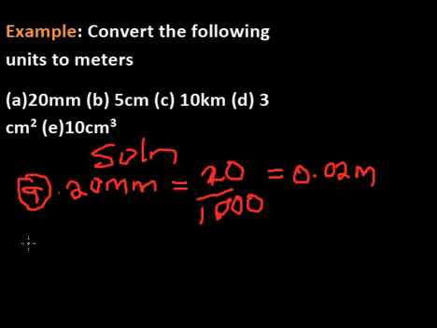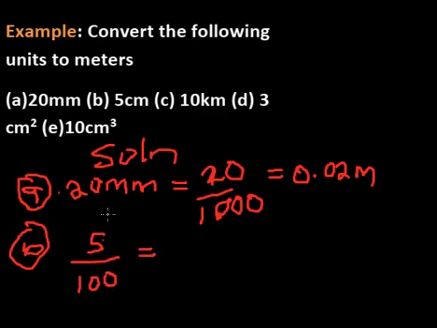Now let's go to the next, question B. 5 cm to meter. To convert from cm to meter, you divide by 100. So please take note of that. To convert from centi, you divide by 100. That's 5 all over 100, which gives us 0.05 in meter. So that is B.